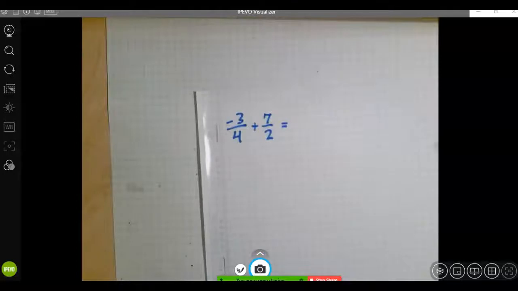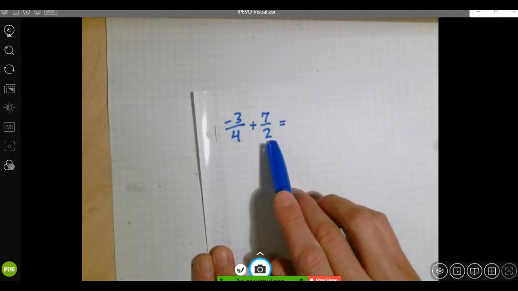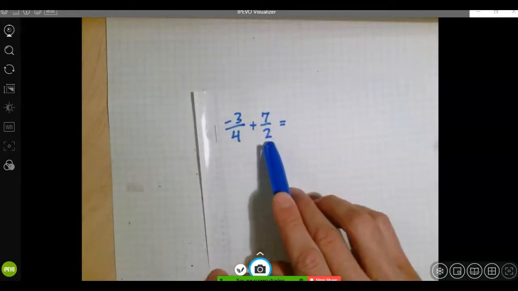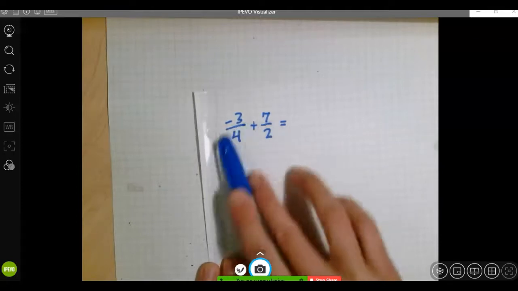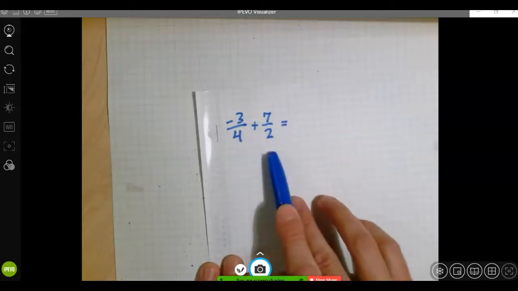So another one of these messy fraction problems. Not terrible though, because when we look at the denominators, they're not too far off of each other. So our first step in any fraction problem is to examine the denominators. Why? Remember, I'm not recording your audio, but why are we looking at the denominators?